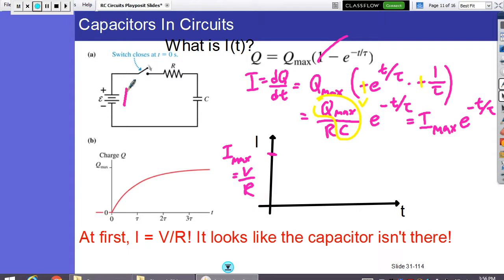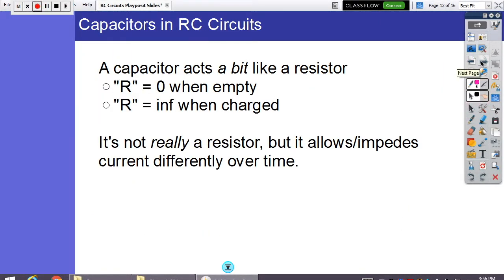Because if I walk around my circuit, when my capacitor is empty, if Q is 0, it's not using up any voltage. So at first, our resistor gets all the voltage, and then as our capacitor gets more and more charged, the current in the circuit drops and drops. But at first, I equals V over R. It looks like the capacitor is not there. So the way that I like to say this is that a capacitor acts a bit like a resistor, and I'm putting giant air quotes around that because it's not really a resistor, but it acts a bit like a resistor that isn't there when it's empty. It acts like bare wire.